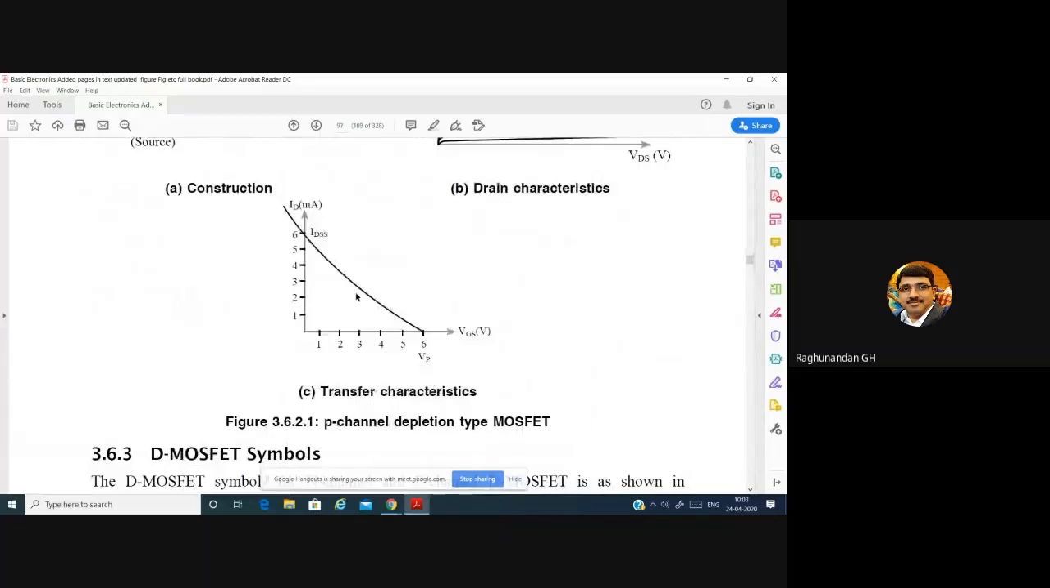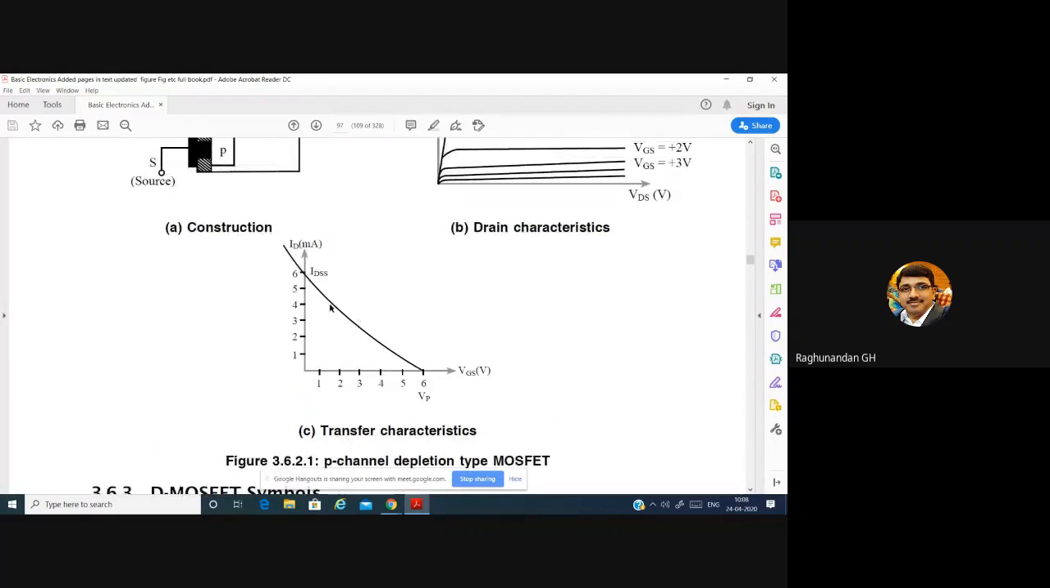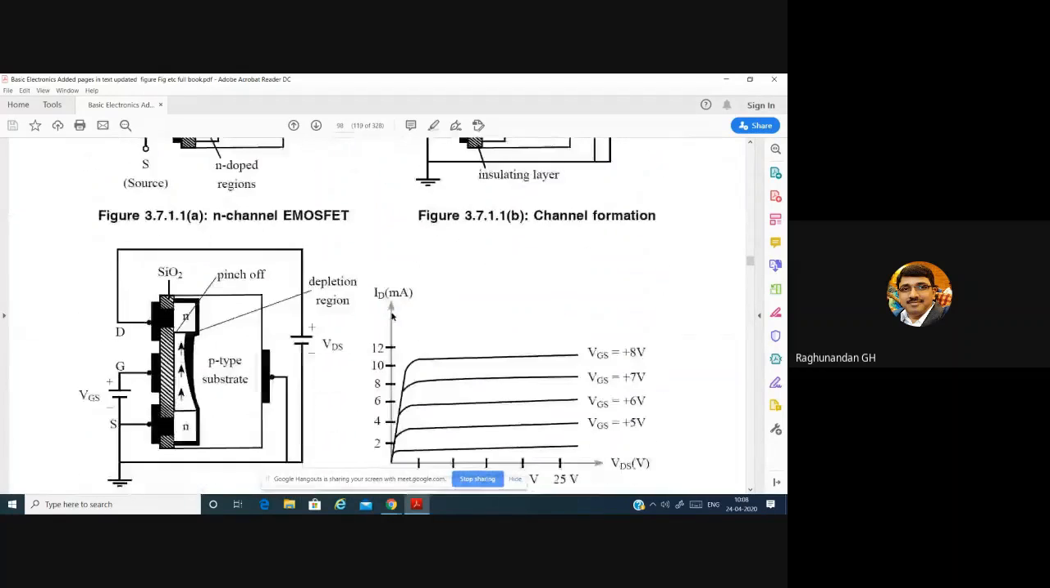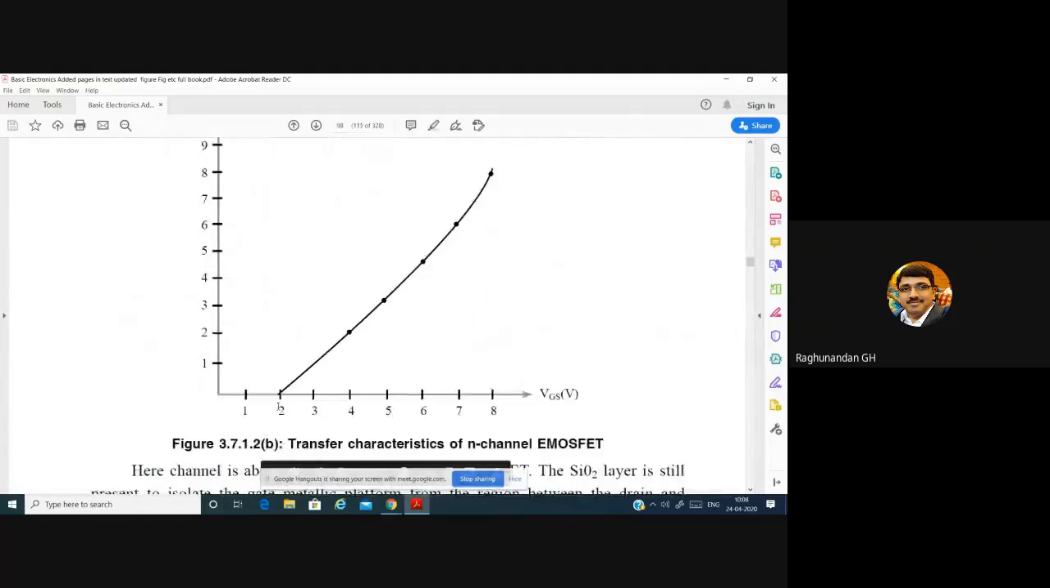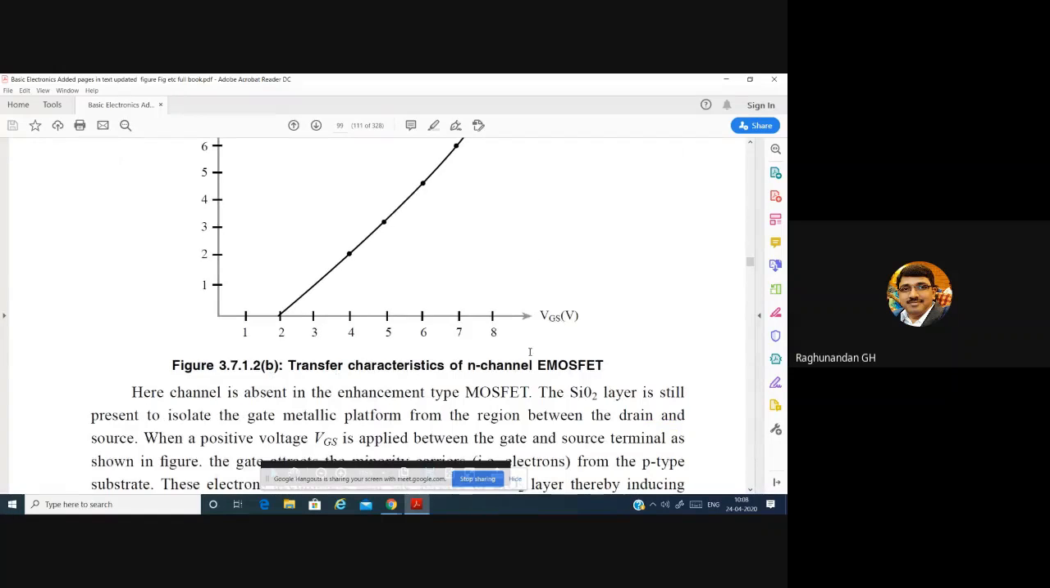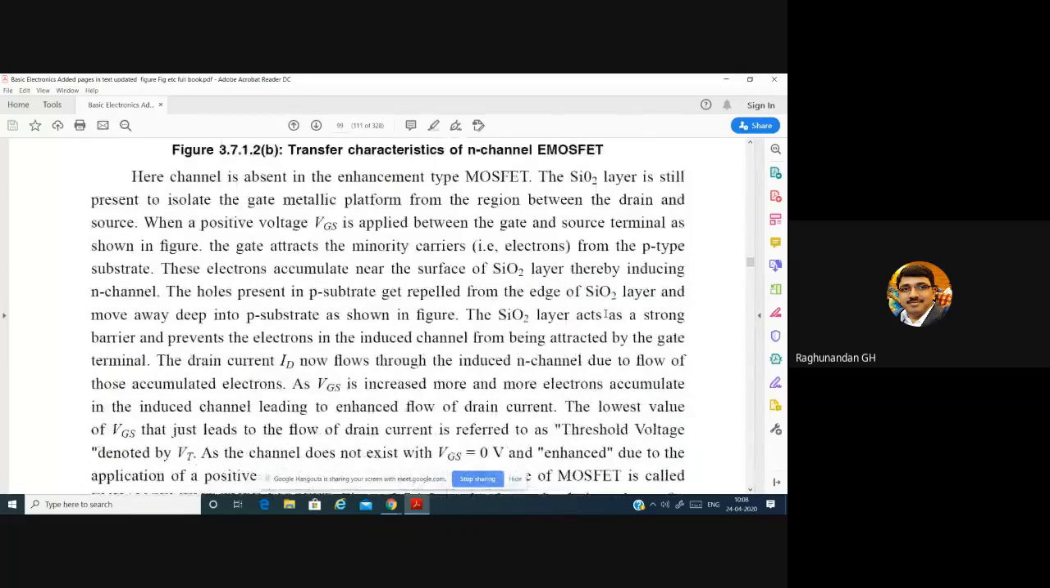See, your D MOSFET, we were having this curve. Even the JFET was having this kind of curve for transfer characteristics. But for E MOSFET, you will be having this as your transfer characteristics, because this is a linear curve, which indicates that only when gate to source voltage is increased is your current going to increase. This is the indication of that. That is the transfer characteristics of N-channel E MOSFET.